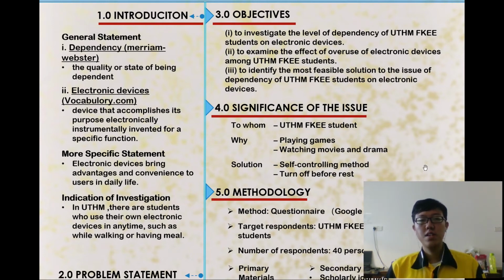So there are three objectives we chose for this feasibility report. The first one is to investigate the level of dependency of UTHM FKE students on electronic devices. The second one is to examine the effect of overuse of electronic devices among UTHM FKE students. And the third one is to identify the most feasible solution to the issue of dependency of UTHM FKE students on electronic devices. So we will move on to the significance of the issue.